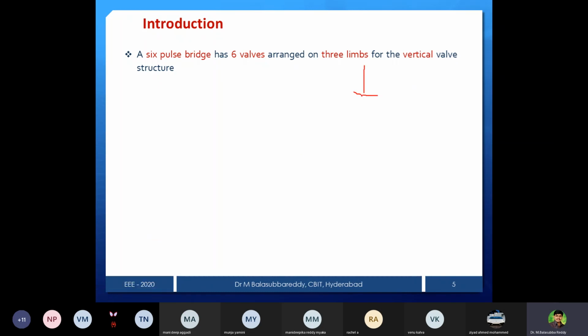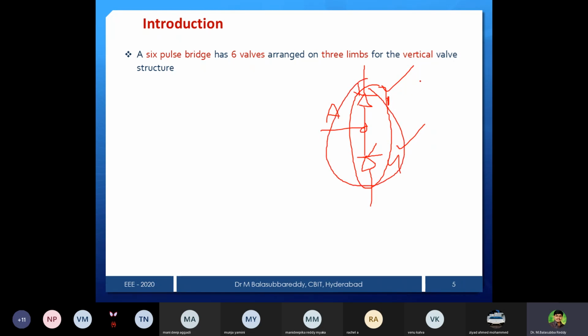See that this is a thyristor, and here is another thyristor, because in a limb we have a phase. So let this be a phase, and let us assume this one is 4. Whenever a phase is more positive, this one will be forward biased. If a phase is more negative, this one will be forward biased. In that way we have 3 limbs like this. Another set will also be there, this one coming here and another one here.